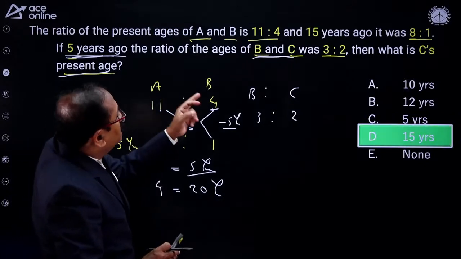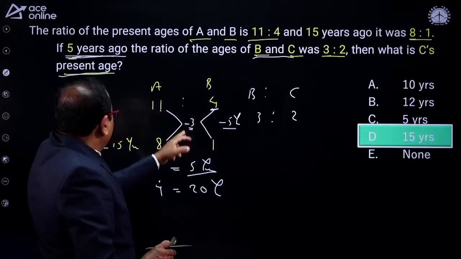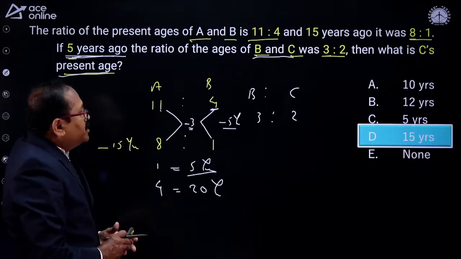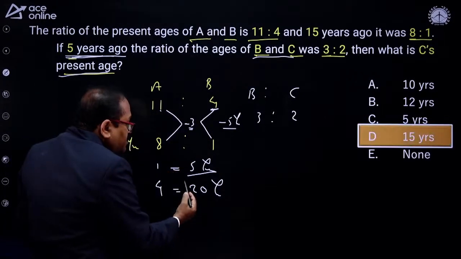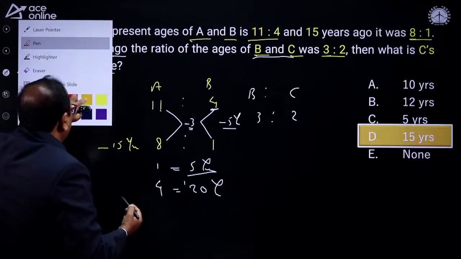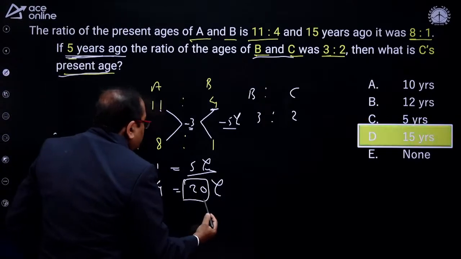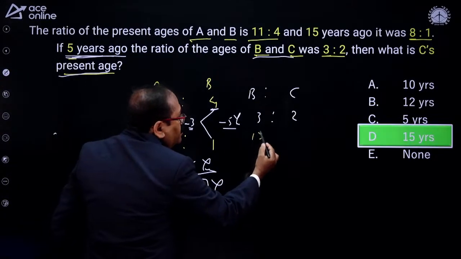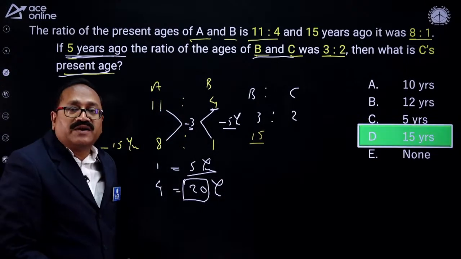Okay, are all the figures taken right? So here 1 part is 5, then 4 part is 20. This is the present age of B. Okay, that's right. So what is the age of B 5 years ago? The age of B 5 years ago will be 20 minus 5, which is 15.